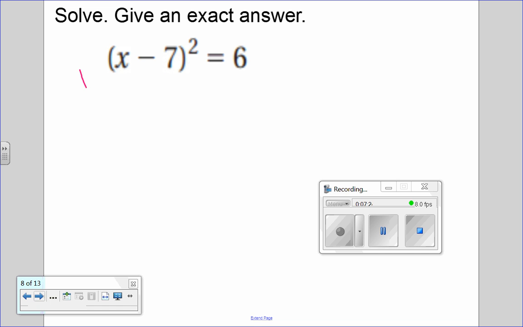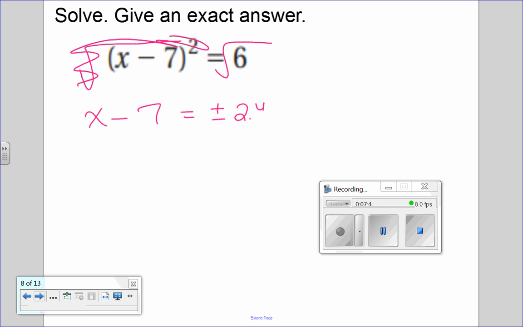What we're actually going to do is square root both sides. Let me explain why. The square root and the square are inverse operations, and they will cancel one another and liberate the x minus 7 that was trapped. What I'll do is I'll square root that 6, and I'll put a plus or minus 2.45.